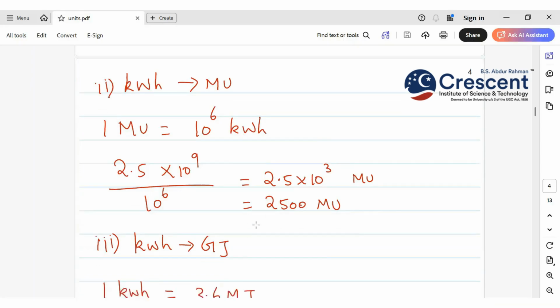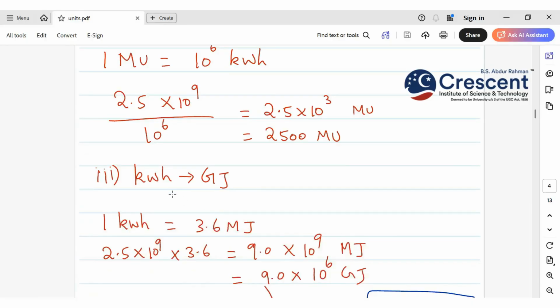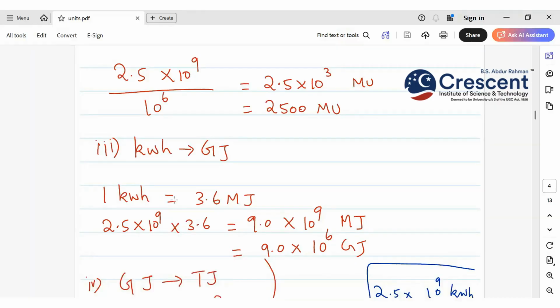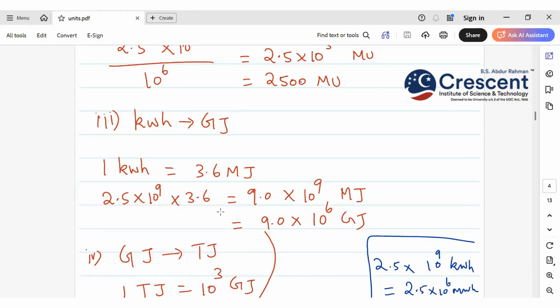Okay. So next thing is converting kilowatt hour into gigajoules. We have this conversion: 1 kilowatt hour is equal to 3.6 megajoules. So 2.5 into 10 power 9 into 3.6 will give us this much gigajoules.